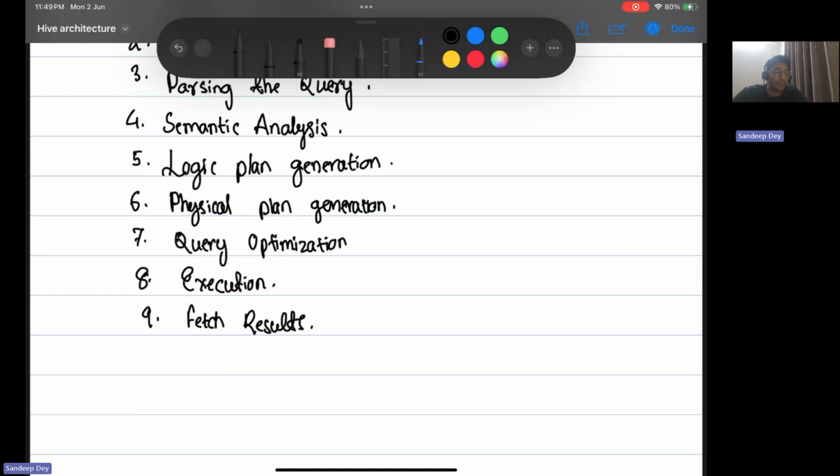Now, number 10, the final step: return results to users. So the final step is to return the query result to you through the Hive CLI or Beeline interface. Simple as that. A visual summary.